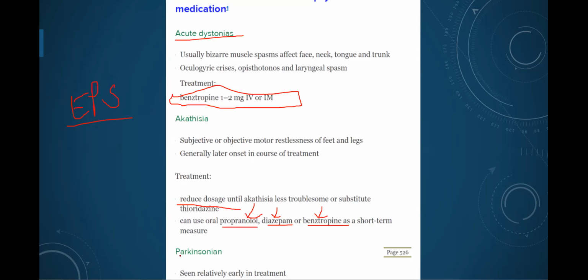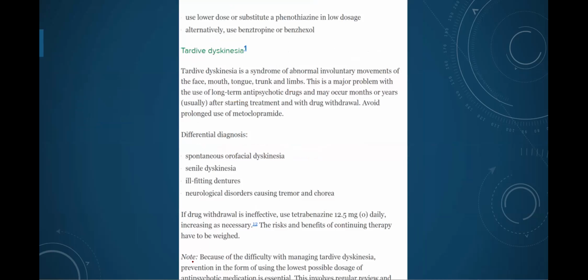Then the third one is called Parkinsonian symptoms. Parkinsonian symptoms means the patient will develop Parkinson-like symptoms, like slowness of movement, then gait disorder, Parkinson gait. The patient will have a stooped posture, and also rigidity. They can have some resting tremor. That is Parkinsonian kind of symptoms. That is a complication of antipsychotic drugs.